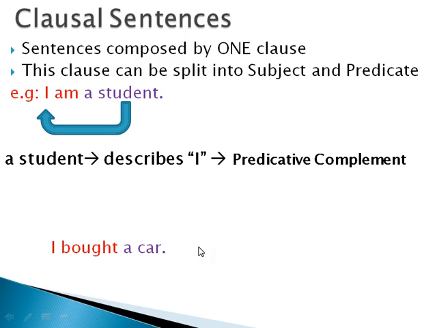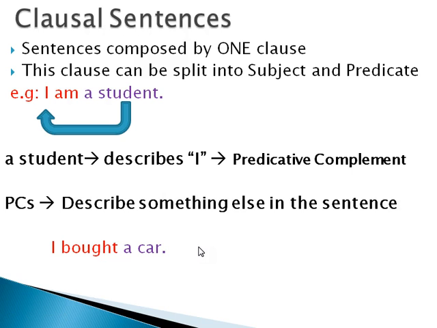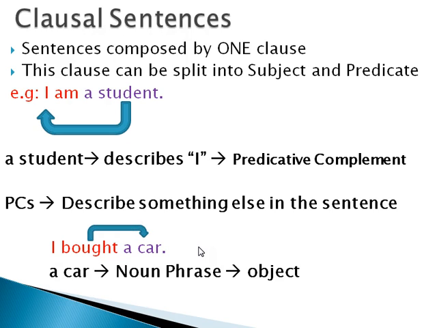Okay. Now, take the relationship between a car and I. Sorry, I have to say that predicative complements describe something else in the sentence. So, predicative complements always refer back to some other element in the sentence. Now, in I bought a car, the relationship between a car and the other elements is not necessarily with the subject, but with the verb to buy. This noun phrase, a car, is now the object of the sentence. I cannot say that a student is the object of the sentence because I cannot be the object of myself. Yeah? A student describes the subject, whereas a car explains what has been bought.